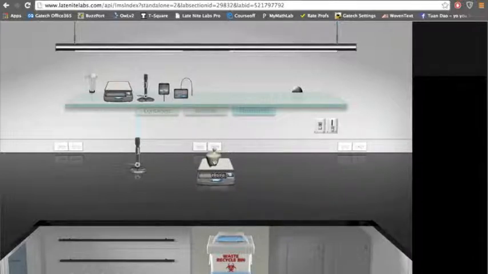What we have to do is take the crucible and place it in the recycle bin.